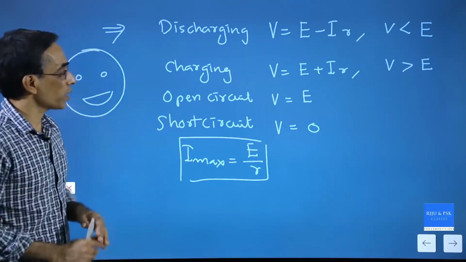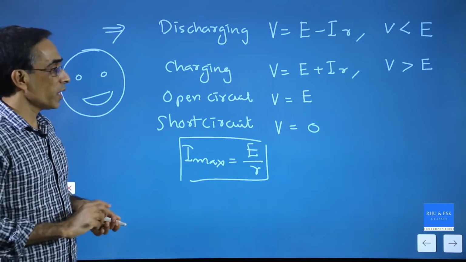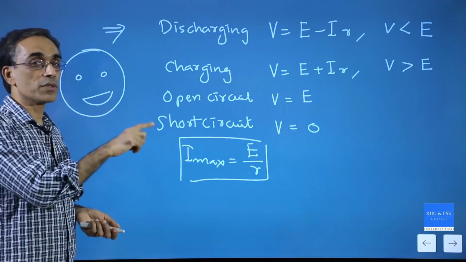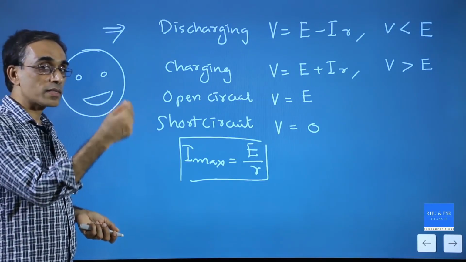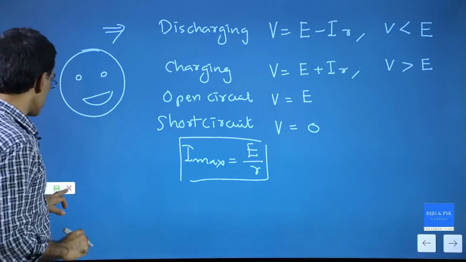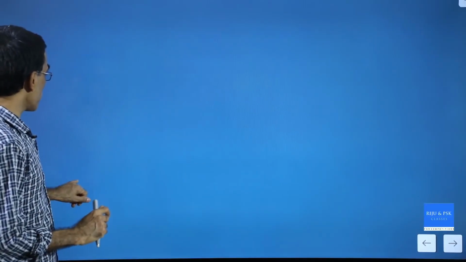I also told how to identify whether a cell is charging or discharging. When a cell is discharging, current leaves the positive terminal. When a cell is charging, current will enter the positive terminal. That's the point. So this is the whole X-ray of a cell's charging and discharging.